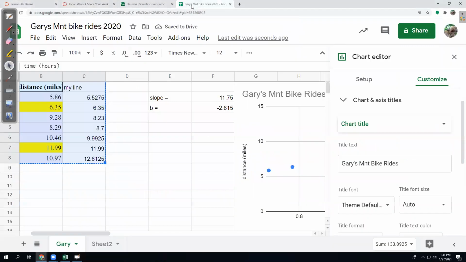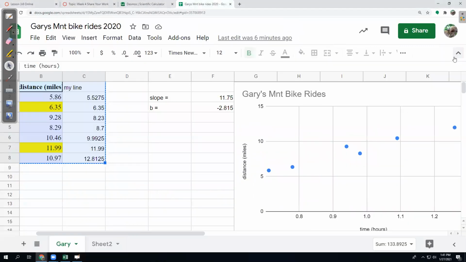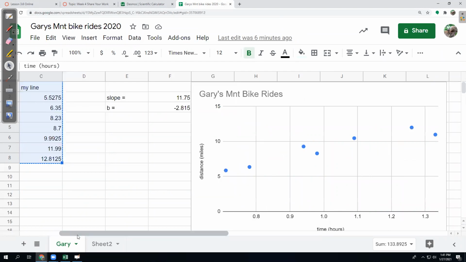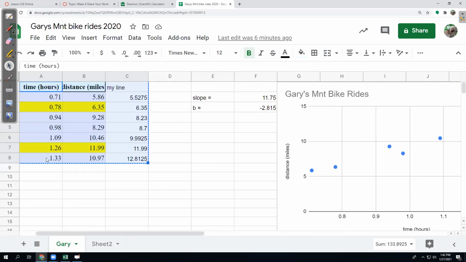So if I look at my graph here, I can see that for the rides that I did for this data set, my times are between like 3/4 of an hour and an hour and a third. And my distances are somewhere between 5 miles and 12 miles. I guess I got up to 13 miles somewhere. No, I don't think I did. I think 12 was the most I went. Yeah, 11.99. So my equation is only relevant for distances between 5 and 12 miles.